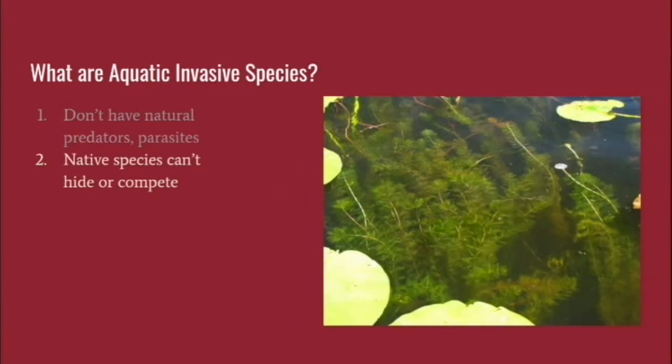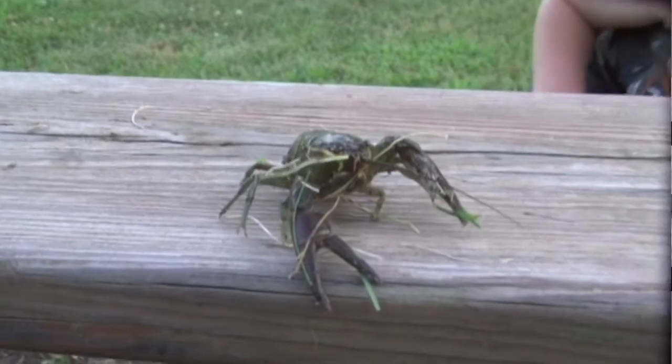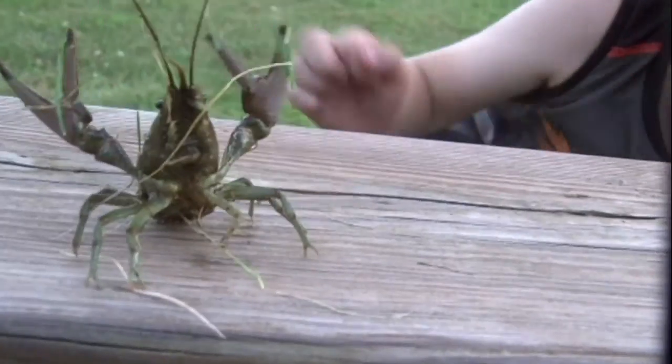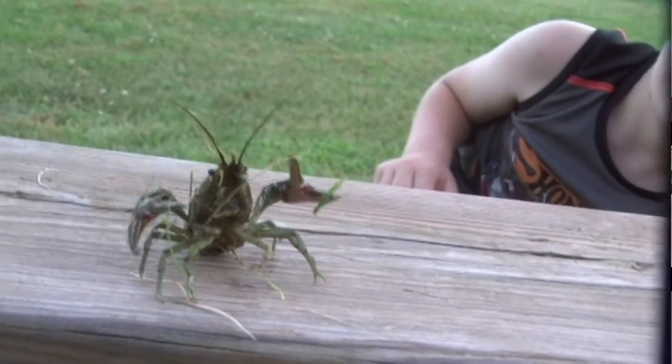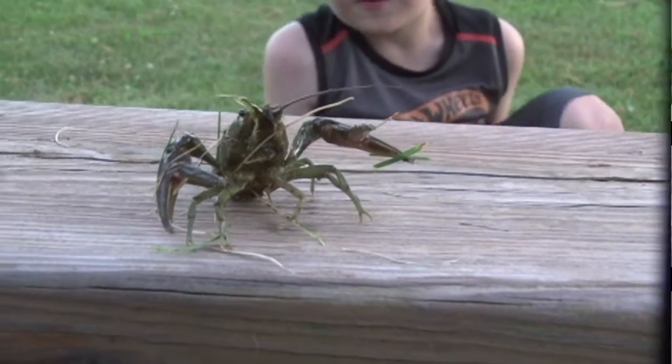And lastly, our third characteristic is that these species are aggressive. They mature early, and maybe they even reproduce really quickly. Rusty crayfish, which is native to the United States, but not native to Wisconsin. It's originally from the Ohio River Basin, are one of our top aggressive invasive species. They fight off our native crayfish and push them out of their homes and eat all of the food around the area.